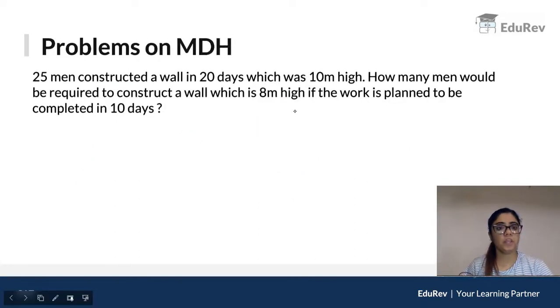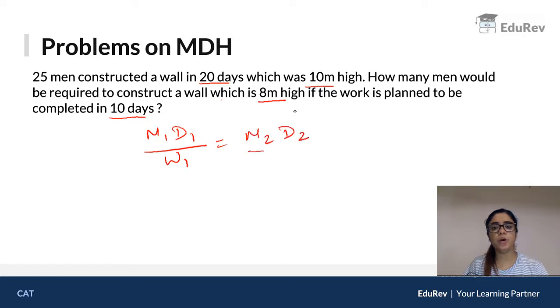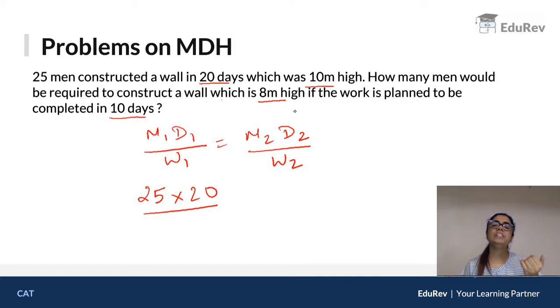So what does it say? 25 men constructed a wall in 20 days which was 10 meters high. How many men would be required to construct a wall which is 8 meters high if the work is planned to be completed in 10 days? Understand, they've given us the men and the days, but not the hours, so don't consider the hours. We know the formula is M1 D1 upon work 1 is equal to M2 D2 upon work 2. So we have 25 men, they worked for 20 days to build a wall which was 10 meters high. So your work is a 10 meter wall.